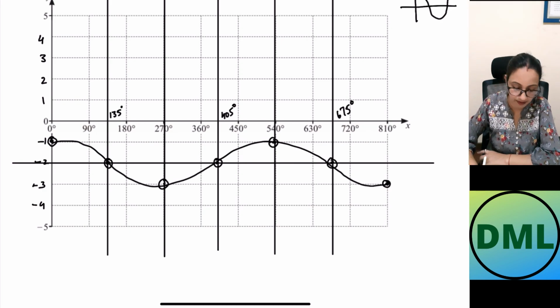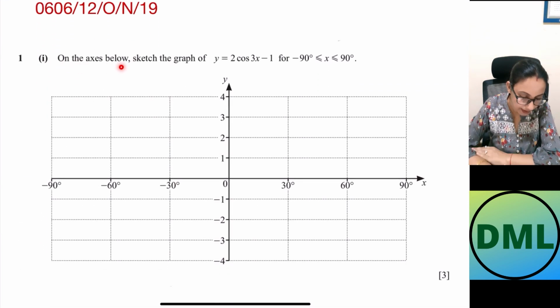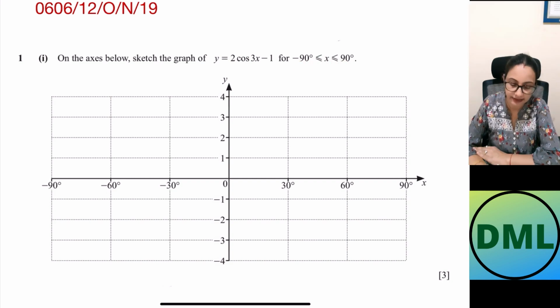Let's see one more example. On the axis below, sketch the graph of y is equal to 2 cos 3x minus 1 for x greater than or equal to -90 degree and less than or equal to 90 degree. They have given us this graph from 0 to 90 degree and 0 to -90 degree. I need to plot my graph.